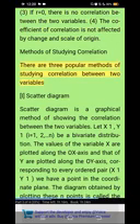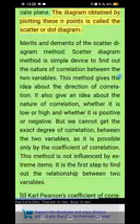Methods of studying correlation. There are 3 popular methods of studying correlation between two variables. 1. Scatter diagram. A scatter diagram is a graphical method of showing the correlation between two variables. Let (xi, yi), i equals 1, 2, ..., n, be a bivariate distribution. The values of the variable x are plotted along the x-axis and those of y along the y-axis. Corresponding to every ordered pair (xi, yi), we have a point in the coordinate plane. The diagram obtained by plotting these points is called the scatter or dot diagram.